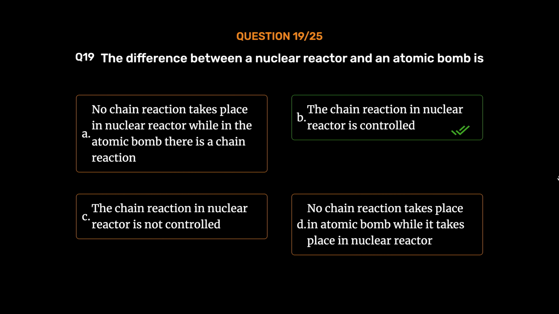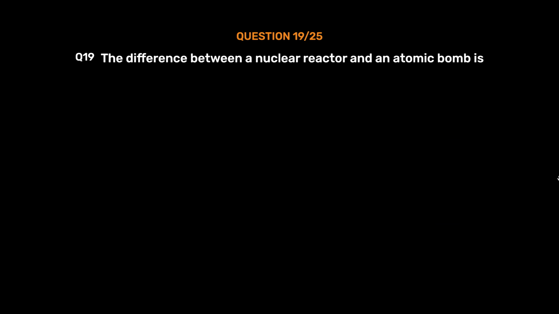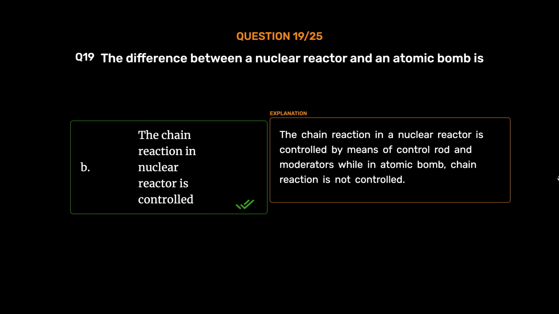The chain reaction in nuclear reactor is controlled. The chain reaction in a nuclear reactor is controlled by means of control rod and moderators, while in atomic bomb, chain reaction is not controlled.